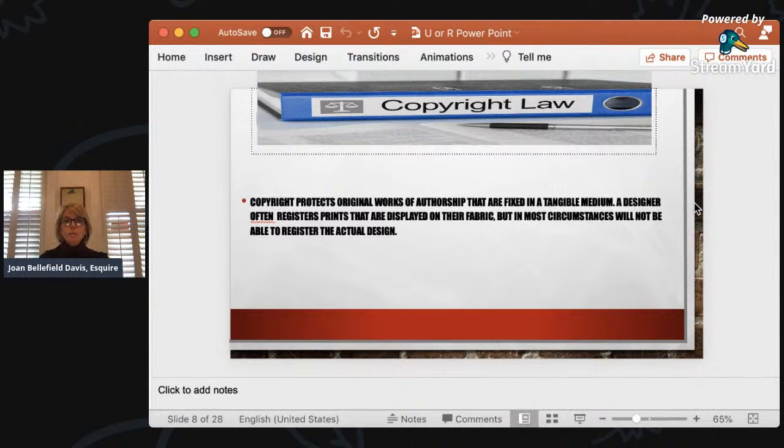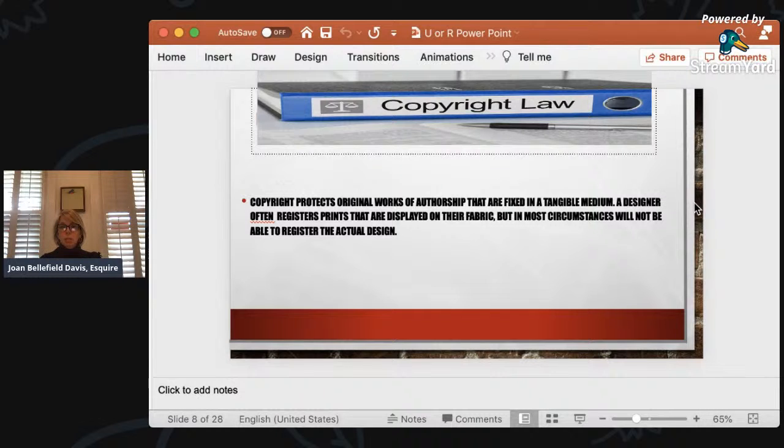From what I understand, this is very different than in the European Union, where I'm not licensed in Europe, but I understand that in Europe, you can register a design under, I think, the Design Protection Act. It's another area that you should research. But in the US, we don't have that.